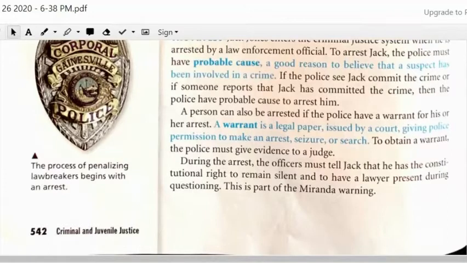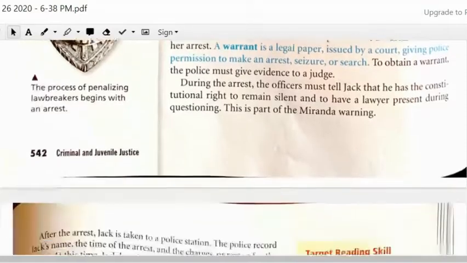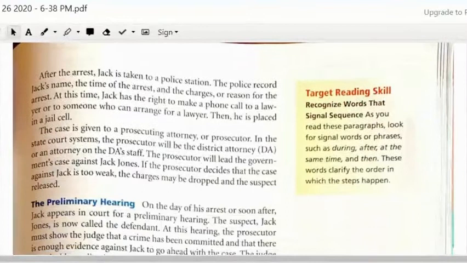During the arrest, the officers must tell Jack that he has the constitutional right to remain silent and to have a lawyer present during the questioning. This is part of the Miranda warning. After the arrest, Jack is taken to a police station. The police record Jack's name, the time of the arrest, and the charges, or reason for the arrest. At this time, Jack has the right to make a phone call to a lawyer or to someone who can arrange for a lawyer. Then he is placed in a jail cell.